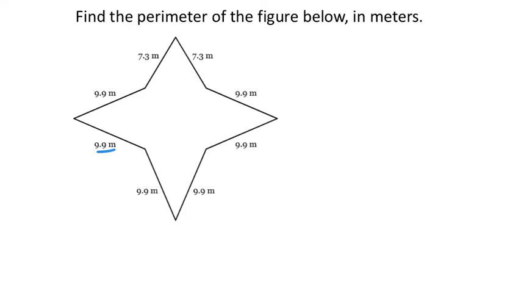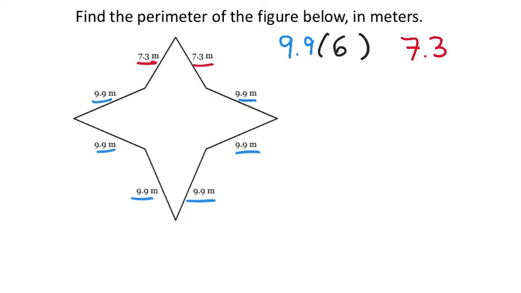But on this one, I noticed that there's lots of side lengths that match. So what I would like here is to take my 9.9 and just multiply it by however many of those there are. So there's 1, 2, 3, 4, 5, 6. So I counted 6 of those 9.9s. So if I multiply 9.9 by 6, it would be the same as adding all 6 of those side lengths together. But then I got 7.3, which also repeats. So I'm going to take that 7.3 and multiply it by however many there are. And I counted 2. So I got 7.3 times 2. And again, that would be the result from those 2 side lengths.